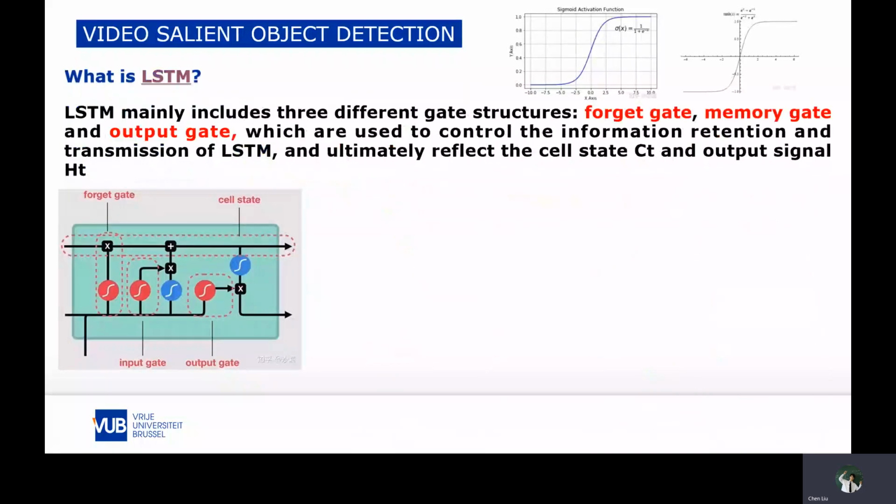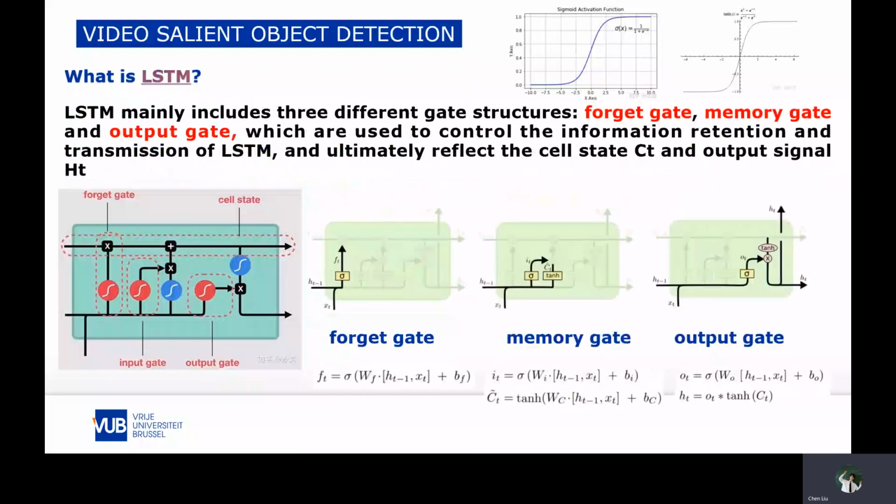The key of LSTM is the cell state, expressed as CT, which is used to save the current LSTM state information and transfer it to the next LSTM. A special gate is used to update the information in the cell state CT. The gate is the way to let the information pass selectively, including three different gate structures: forget gate, memory gate, and output gate.